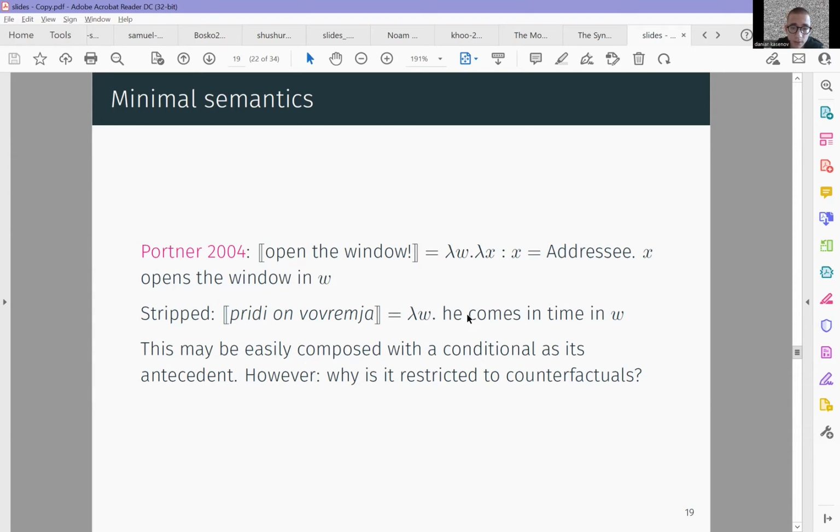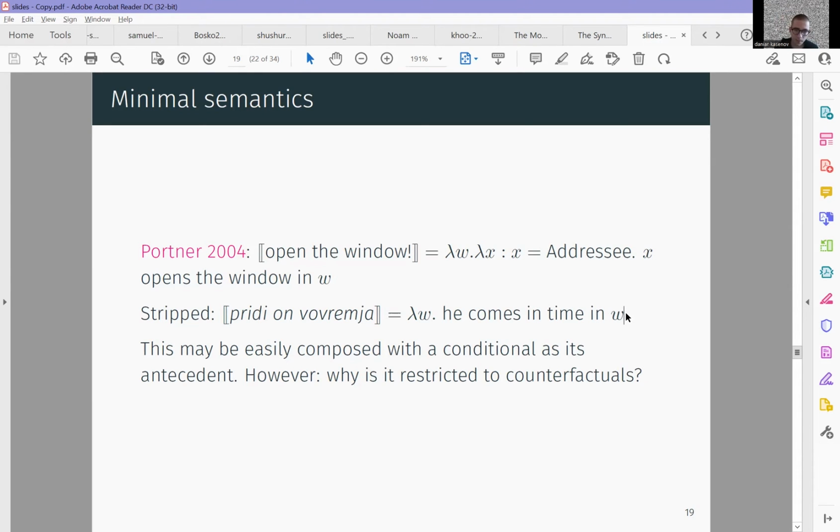We have λw, which takes a world as an argument, and it says that he, whoever he is, comes in time in this world. Obviously, the denotation here is easily composed with a conditional operator as its antecedent, because it is effectively a proposition. It is a function of type from s to t. It takes the world and returns a truth value.